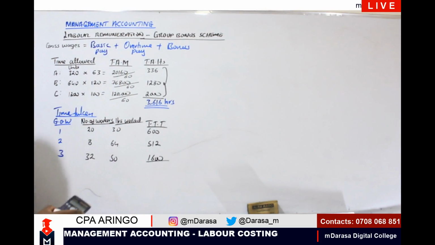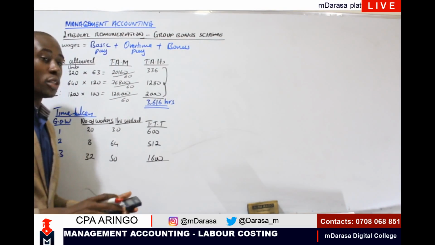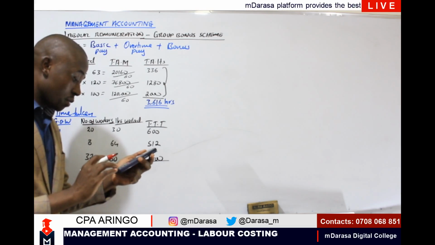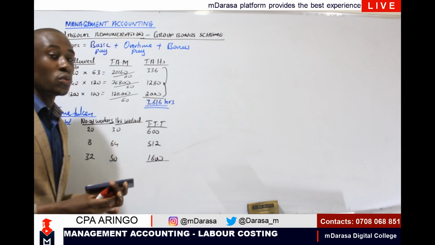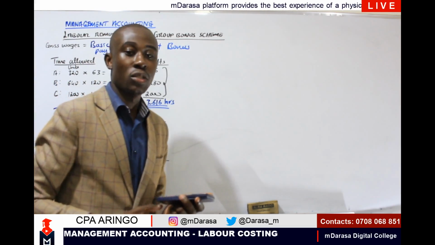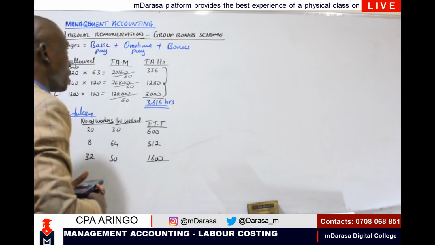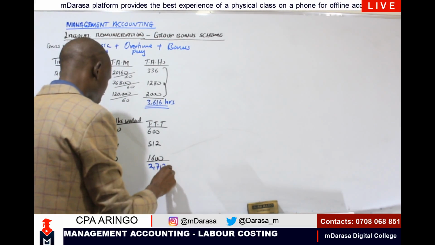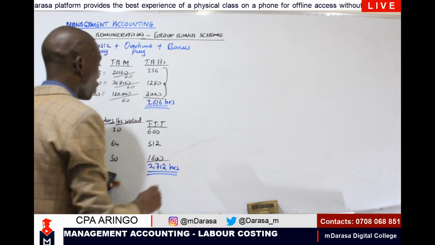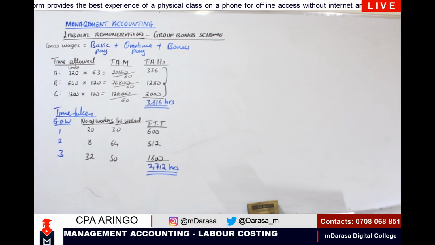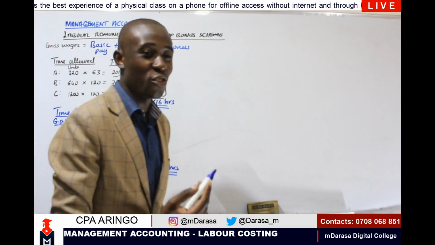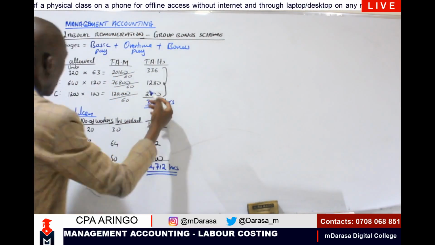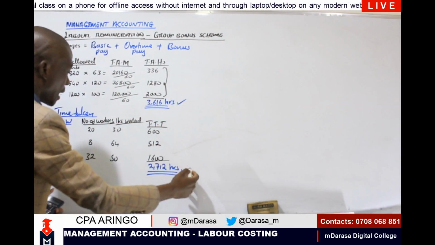So determining the total time taken, we should be talking of 600 plus 512 plus 1600, right? So I'm having 2,712 hours. That is what we do have. So the question is, the moment we do have this, can we now determine the time saved? Because time saved, we said we are going to compare the time allowed minus time taken.